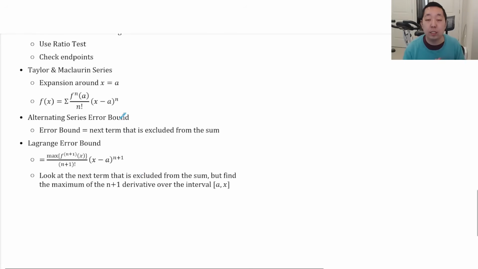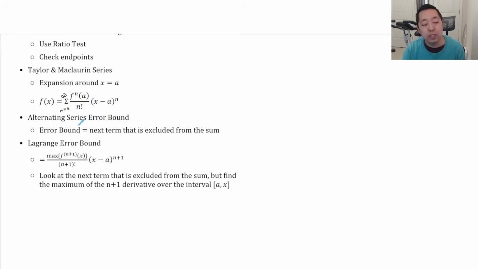Know how to do a Taylor and Maclaurin series. A Maclaurin series is just a Taylor series when you're centering it around 0. But here's the general form for a Taylor series. I should have noted that n goes from 0 to infinity. Okay. And then know how to do the error bounds. Most of the time, they ask you alternating series error bounds, so make sure you're very familiar with that one. But they sometimes ask you about the Lagrange error bound.